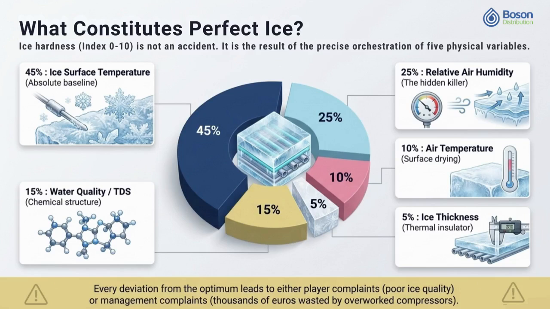Our hardness index on a scale of 0 to 10 depends on ice surface temperature at 45%, relative air humidity at 25%, water quality at 15%, air temperature at 10%, and ice thickness at 5%. Any deviation from the optimum results in player complaints or thousands of euros wasted by overworked compressors. Let's look at the charts individually.